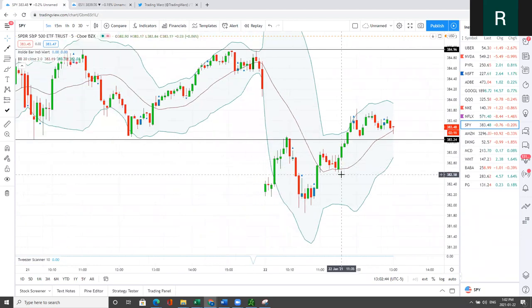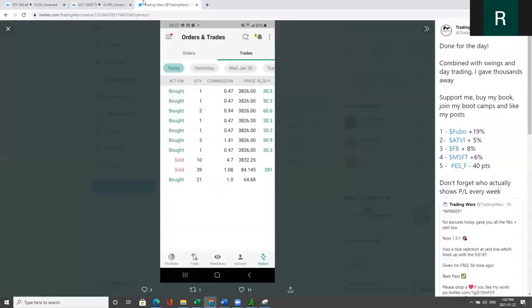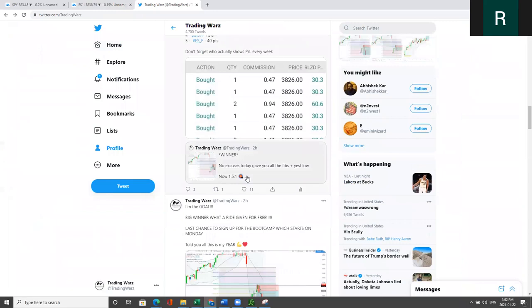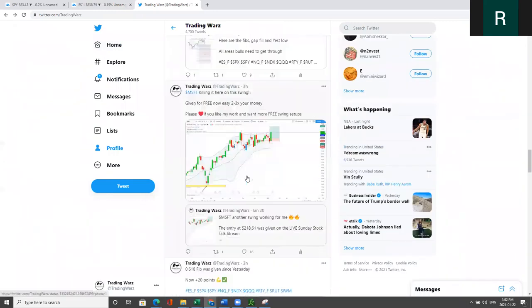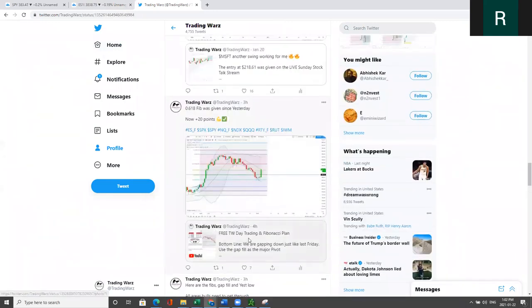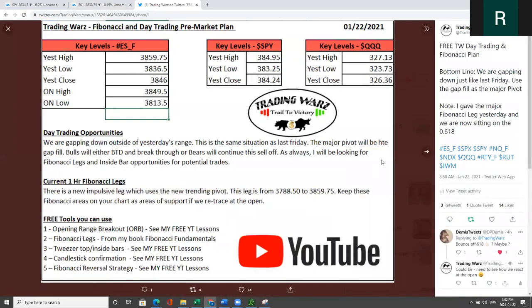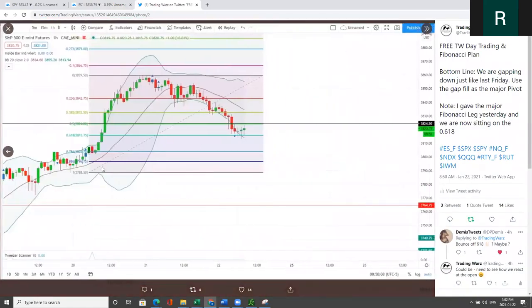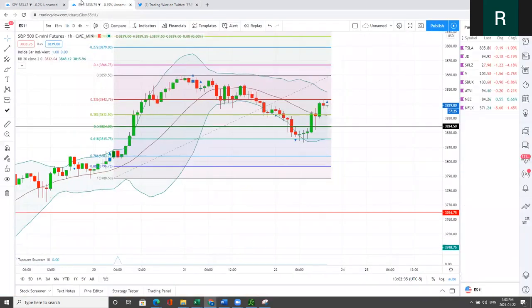And then the next setup, let's talk about the other thing that I mentioned. So coming into the day, I mentioned that we are actually against the 618 on the hourly. Every day I post these free pre-market plans. And what I said here was we're up against the 618 of this hourly chart pullback. And what we had today is, if we look at ES here, you see we had a great bounce of about 30 points from the 618.